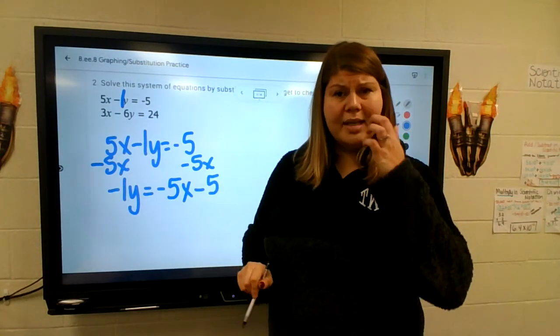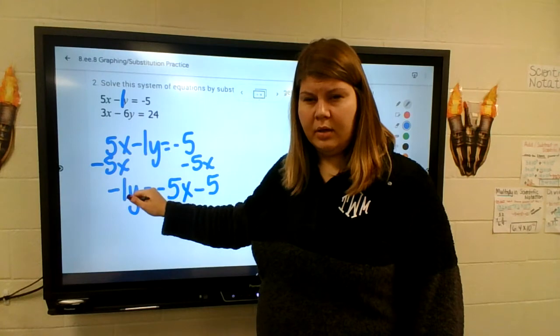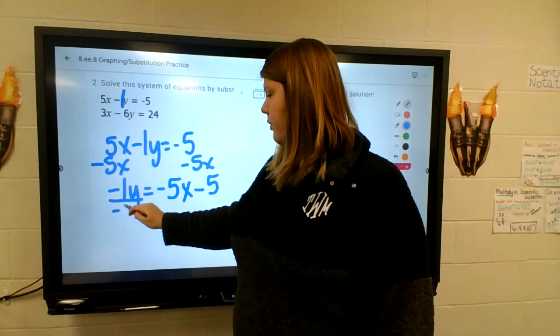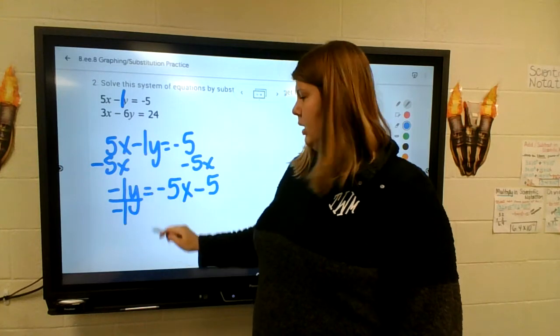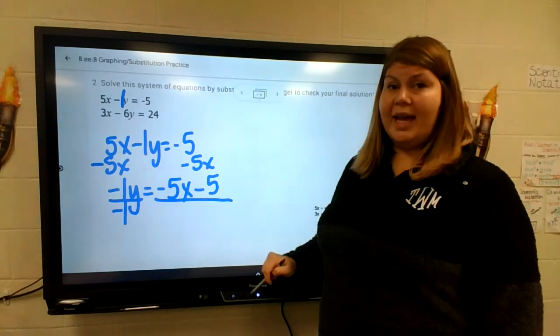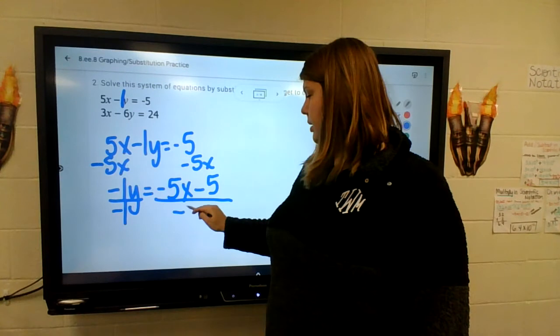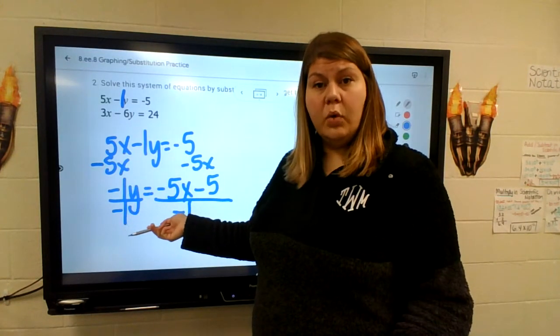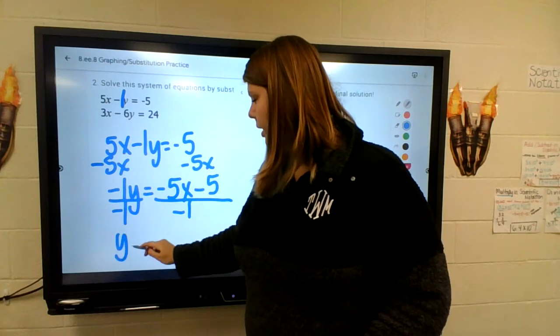Well, y isn't by itself yet because we still have that -1 here, okay? So we need to divide by -1, because that's really saying -1 times y. But then I have to divide this entire side by -1 to keep things balanced. So here, negative divided by negative gives me positive. That's like +1y, which is what I'm looking for, or just y.